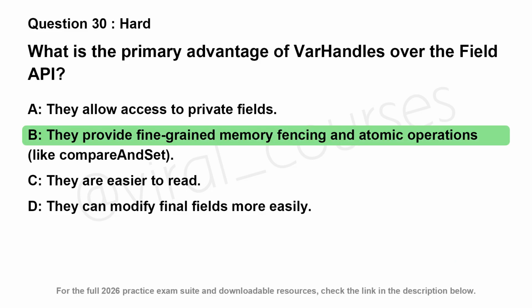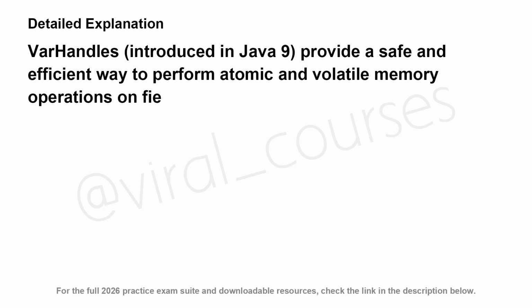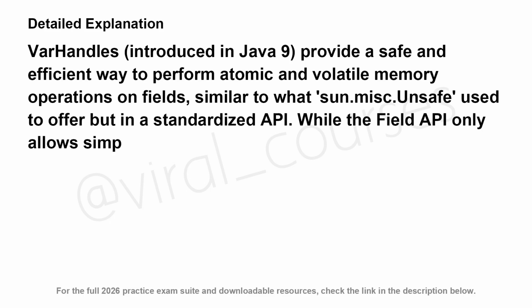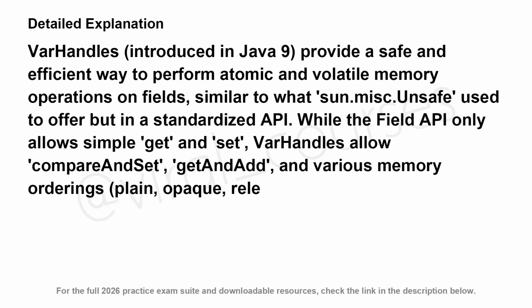The correct answer is B. VarHandles, introduced in Java 9, provide a safe and efficient way to perform atomic and volatile memory operations on fields. Similar to what sun.misc.Unsafe used to offer, but in a standardized API. While the Field API only allows simple get and set, VarHandles allow compareAndSet, getAndAdd, and various memory orderings: plain, opaque, release, acquire, volatile.